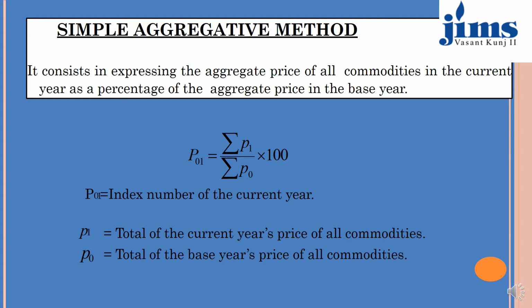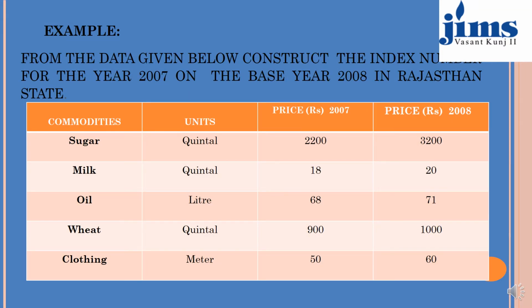Now we are coming to the simple aggregative index number. What exactly should we do? We will consider the prices of the commodities, the price of the commodity in the base year and the change in the price of the commodity in the current year. On that basis we will find the index number. This is the simplest way of finding the simple aggregative index number.